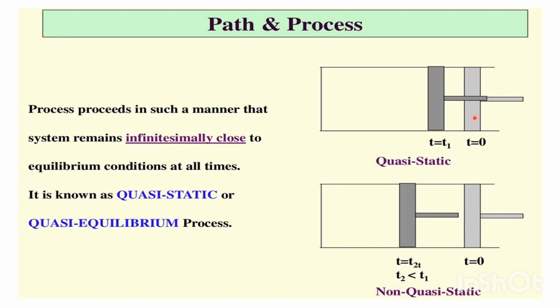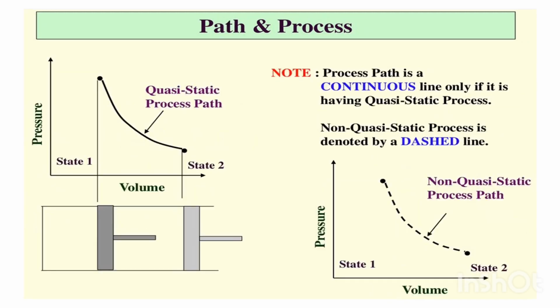See here, it is a very slow compression, slowly we are compressing. In a non quasi-static process, the gas is compressed suddenly, so the system does not remain in equilibrium. It is a very fast compression process or a very fast expansion process. So here it is called the non quasi-static process. You can see here the process path from state 1 to state 2 is shown by continuous lines, and the non quasi-static process is denoted by dashed lines. Here you can see it for pressure and volume.